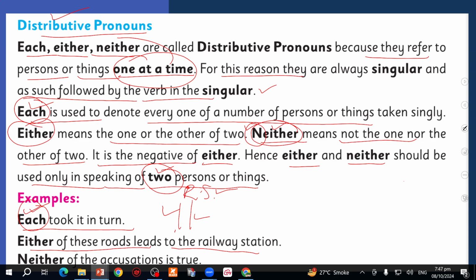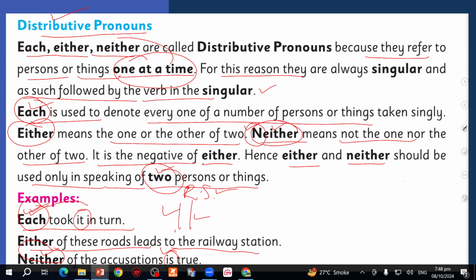But if you say neither of the accusations is true, so if we have four accusations about somebody, if somebody is accusing somebody with heavy accusations, and you want to say that none of it is true, you can say neither of the accusations is true. Since we are using neither, it is taken as singular and that's why we are using the singular helping verb. Each of these roads leads to the railway station. Either of these roads leads to the railway station.